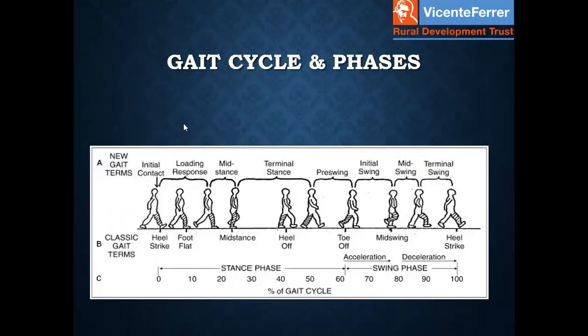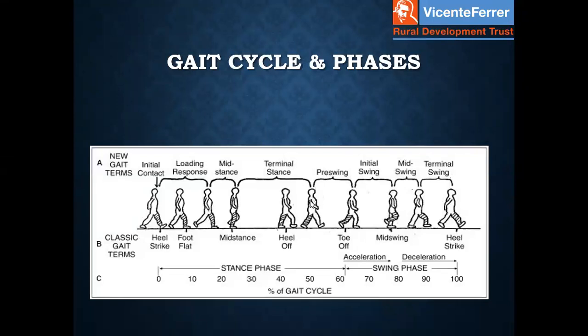So gait will have different phases. Previously, they were labeled as heel strike, foot flat, mid stance, heel off, toe off, mid swing, heel strike. But now the new terms are initial contact, loading response, mid stance, terminal stance, and then pre-swing, initial swing, mid swing, and terminal swing.